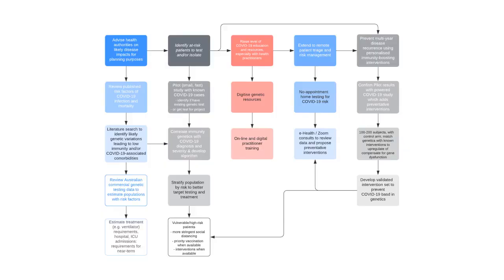This is the overall project plan, initially to advise health authorities on likely disease impacts for planning purposes, primarily using known information, identifying at-risk patients to test and or isolate using newly acquired genetic information, then use all of that to raise the level of COVID-19 education primarily through digital resources, and then, because that's digital, extend to remote and regional patients, and finally to use all that information to plan a larger study.